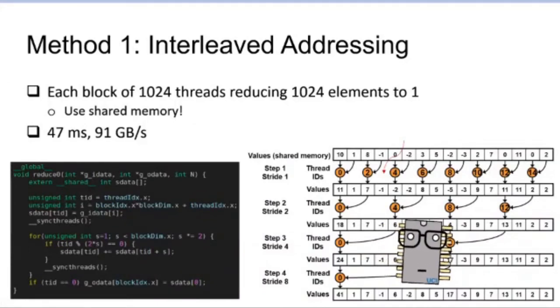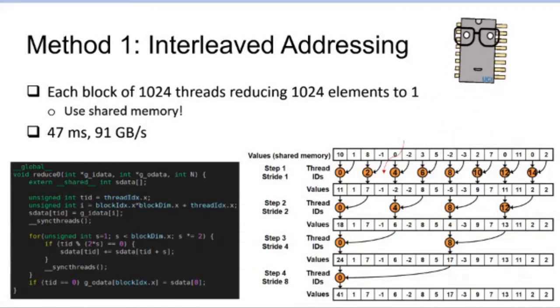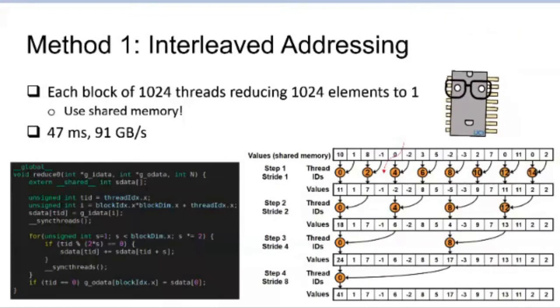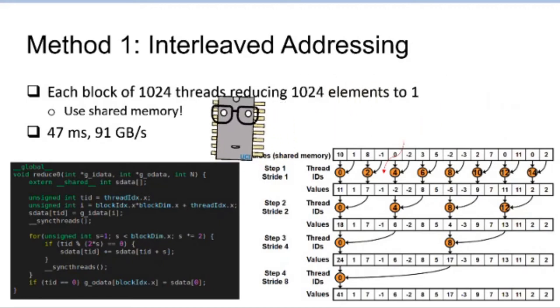So the first method is called interleaved addressing. How this one worked is that each block has 1,024 threads, because 1,024 threads is the maximum number of threads per block supported by CUDA and for this architecture. And each block will reduce 1,024 elements to one. And it will use shared memory to relieve the pressure from the global memory.